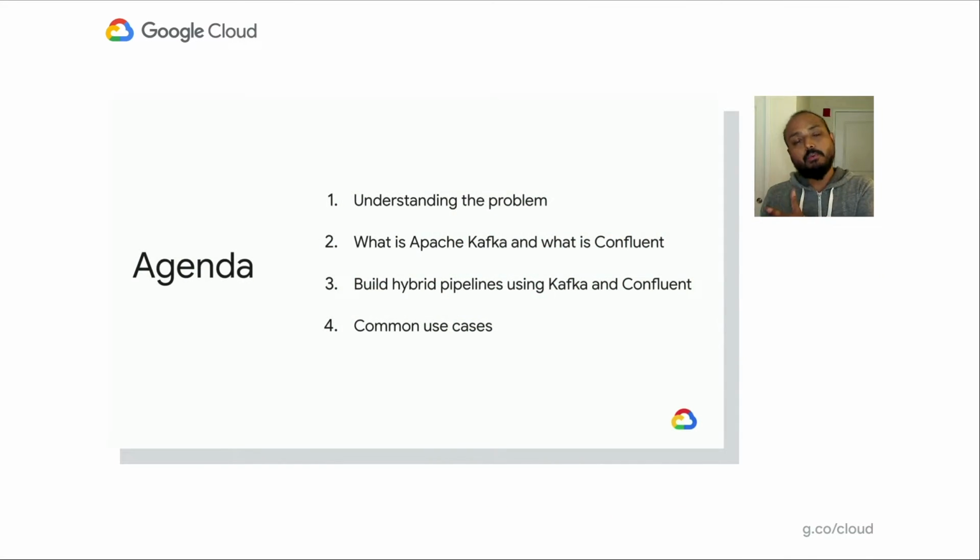So first, we're going to spend a few minutes understanding the agenda. We are going to first talk about what's the exact problem statement which we are trying to solve today. What is Apache Kafka and what is Confluent? We are hoping everyone in this audience is familiar with Kafka, but we're just going to brush over it. We are going to then talk about how to build hybrid data pipelines using Kafka and Confluent. And finally, we are going to look at some of the common use cases, common design patterns, which our customers have implemented in production and are having great success while doing this hybrid data pipeline.